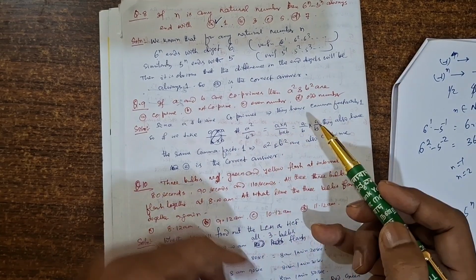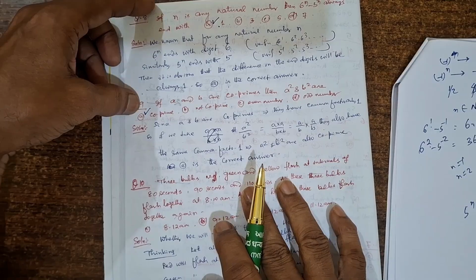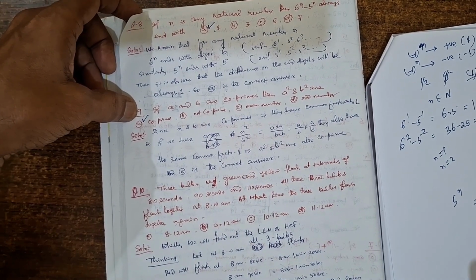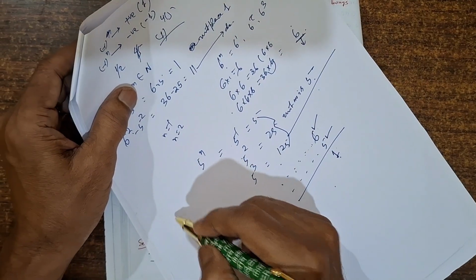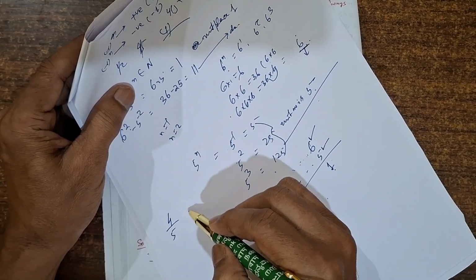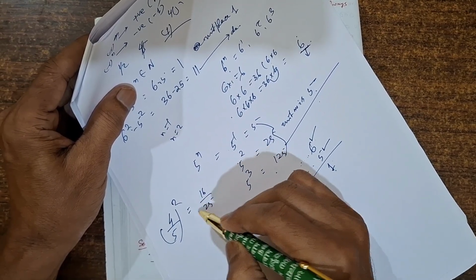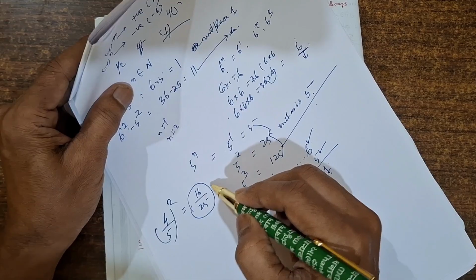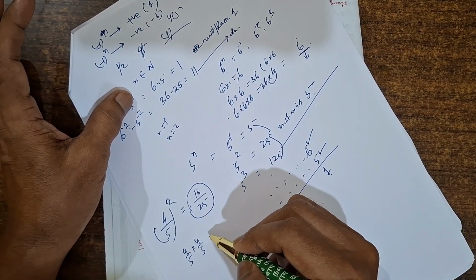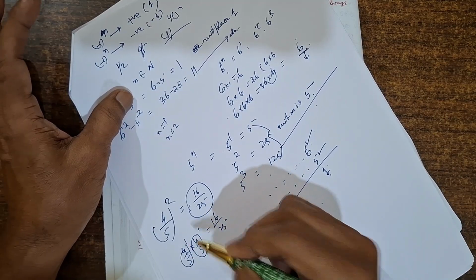So A is the correct answer. Again it will be co-prime. Whatever A and B may be, you take any form. Suppose 4 by 5, it is co-prime. Then A square by B square is 16 by 25. Obviously it is co-prime, because 4 by 5 into 4 by 5 is 16 by 25. They have common factor 1.